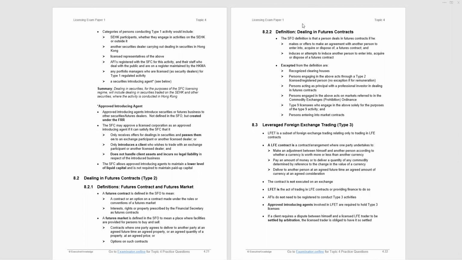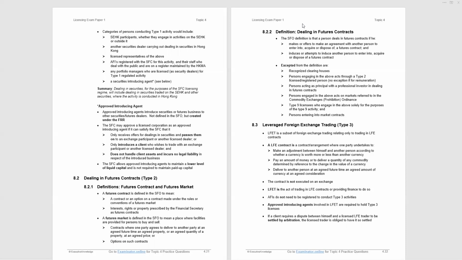And then at the top of page 4.21, we're introduced to the classic categories of persons that do hold a Type 1. Stock exchange participants, whether or not engaged in stock exchange activities, other securities dealers where they're carrying out dealing, licensed representatives. The first 2 are the intermediaries, and then the third one are the individuals that are carrying out the trading. AFIs registered with the SFC, obviously, if they're involved in securities dealing, they'll hold Type 1. Any portfolio managers who are licensed for Type 1 regulated activity will also hold the Type 1.